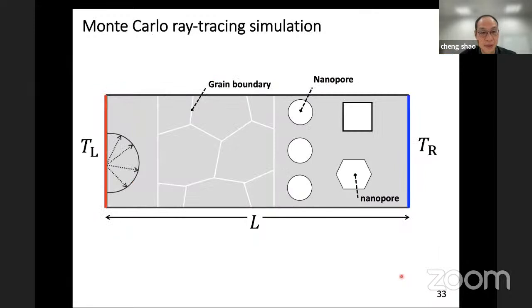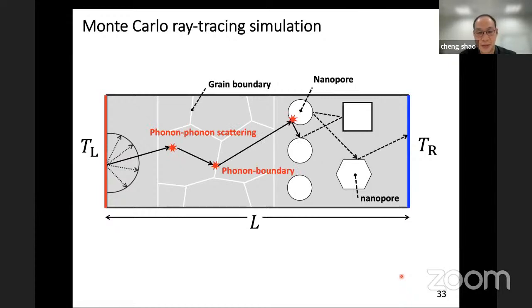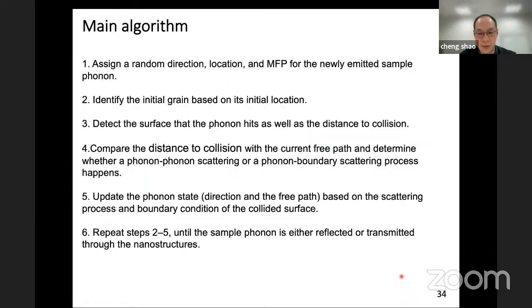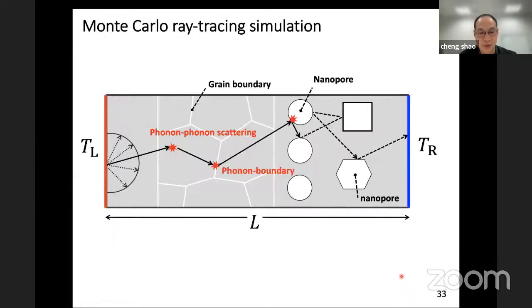This is an illustration of what we do in the Monte Carlo ray tracing simulation to extract the thermal conductivity. Basically, we emit a lot of phonon particles from the hot side and during the simulation, we track different scattering processes, for example, phonon-phonon scattering, phonon boundary scattering, and phonon surface scattering. And after that, we track what the total transmission of the particles is.